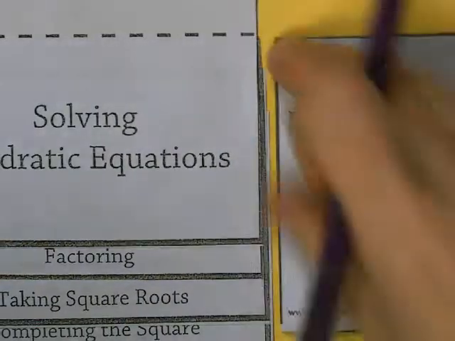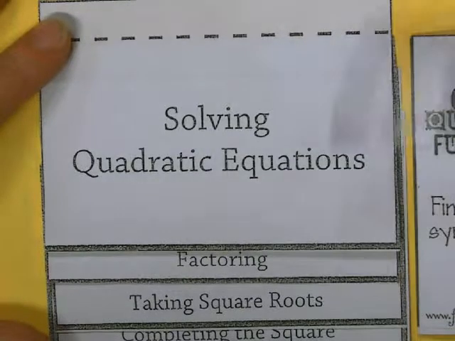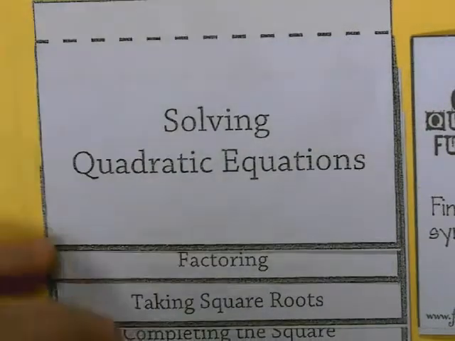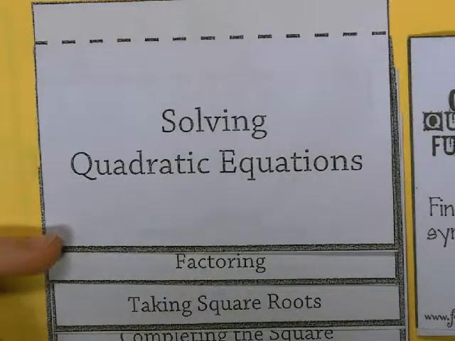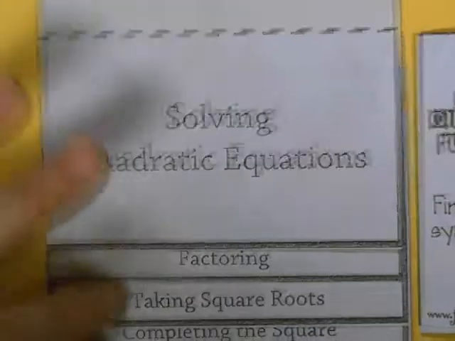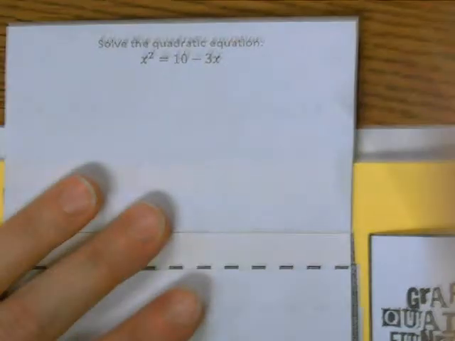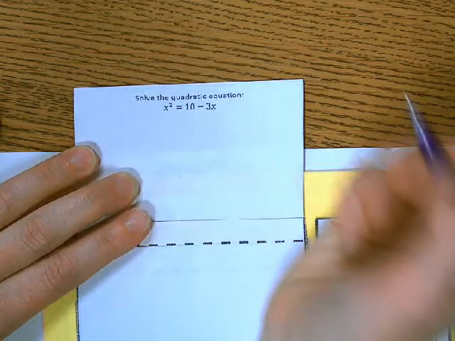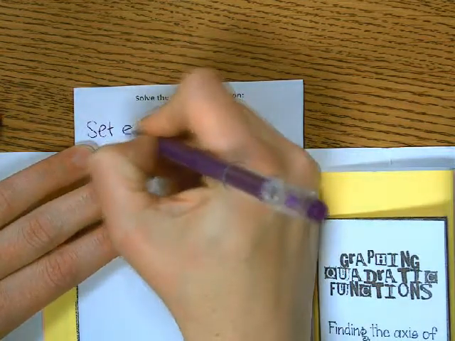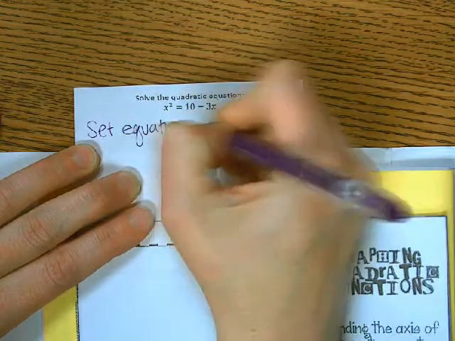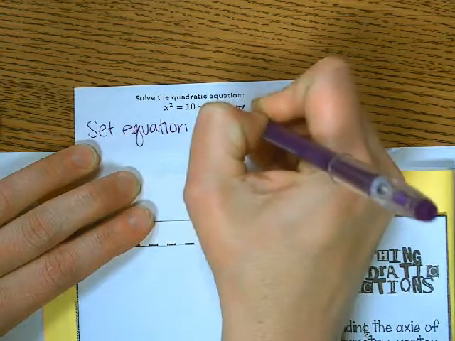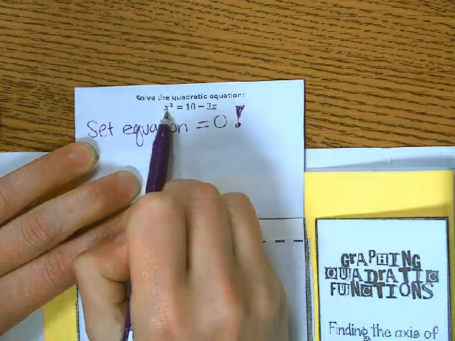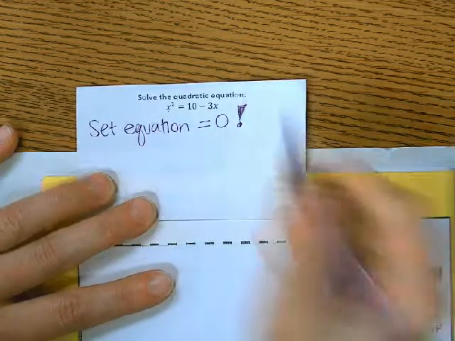Alright, let's talk about solving quadratic equations. So we're going to do this big one right here. Okay, so we're going to talk about factoring. So if we're going to factor, the very first step to factoring is to make sure that we set the equation equal to 0. Okay? You have to make sure the equation equals 0. Okay? This only applies when we're talking about something with an exponent of 2.